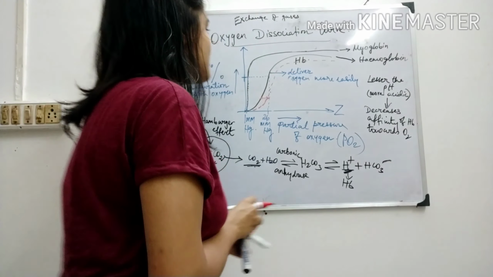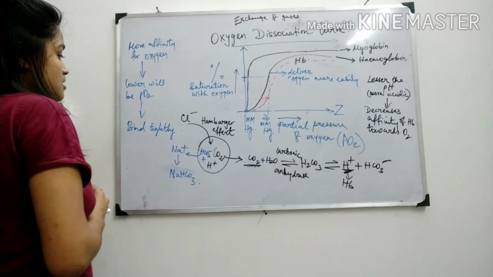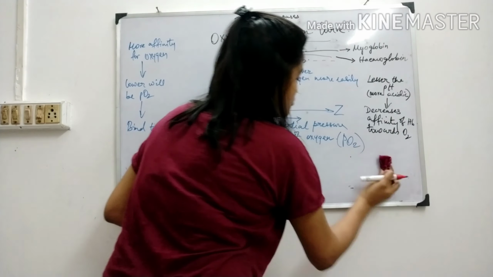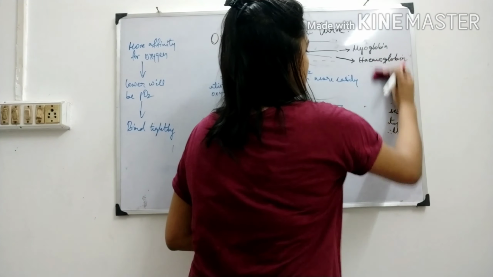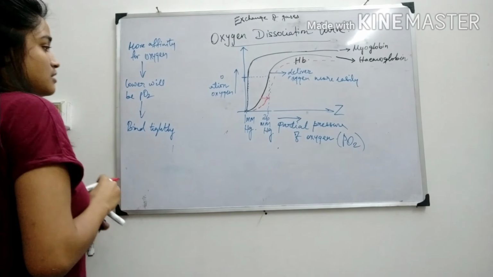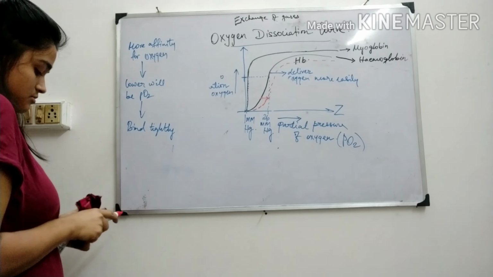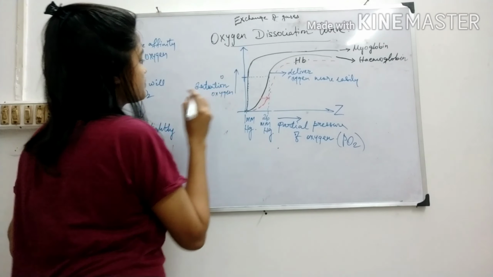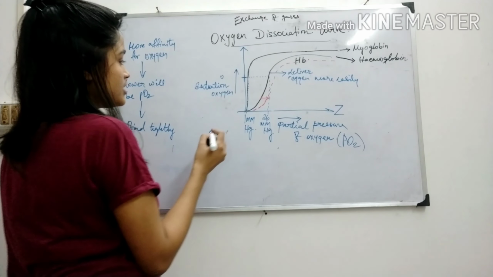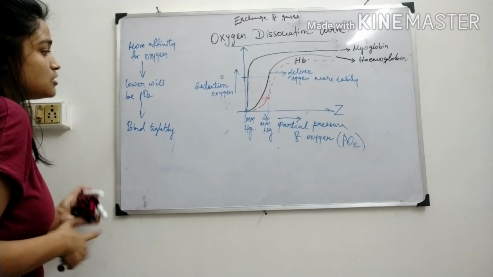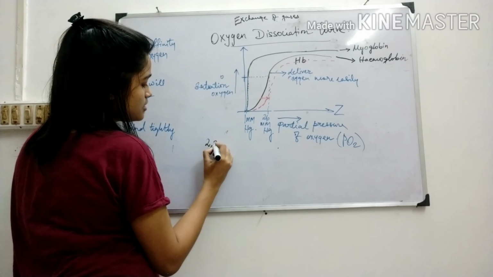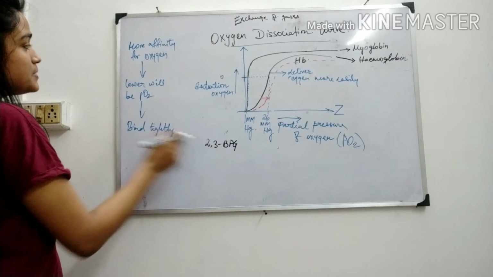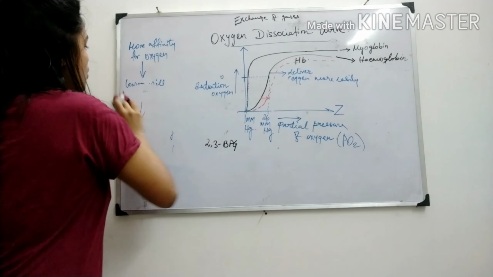Now there is another thing, another compound which is called 2,3-bisphosphoglycerate. We have another compound, that is 2,3-BPG. This 2,3-BPG is formed from 1,3-BPG.